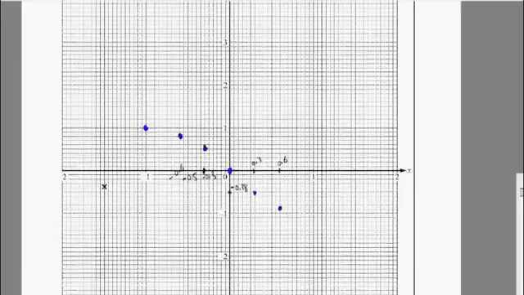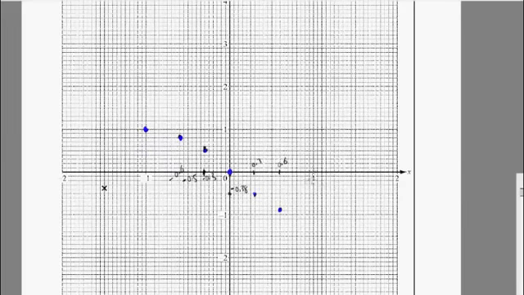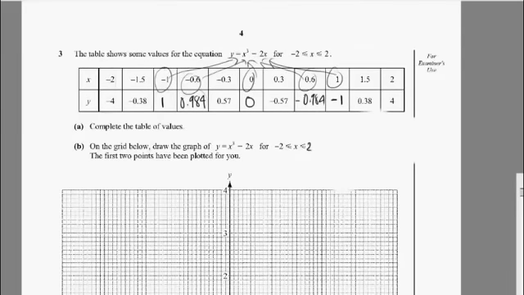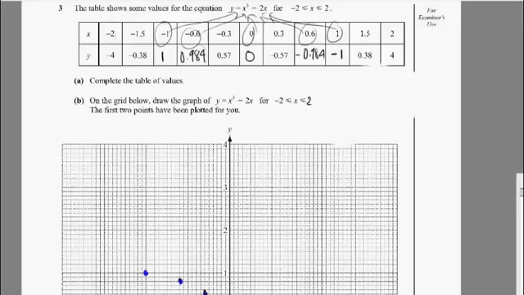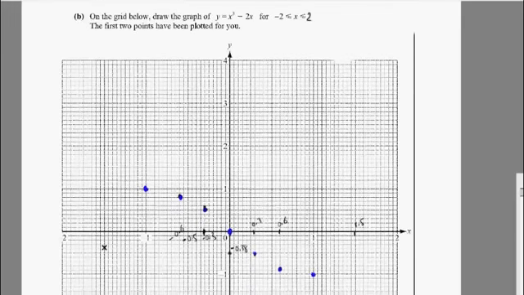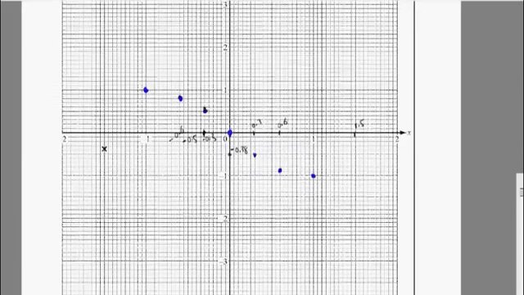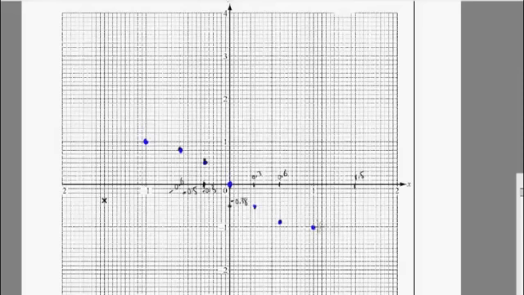The next point is 1 and negative 1. So this one's quite straightforward. The point after that is 1.5 and 0.38. So remember, every 2 boxes this way is increment 0.1 this way. So 0.1, 0.2, 0.3, 0.4, 0.5. So this is 1.5. And we're looking for the value of 0.38. And watch that 0.38 is positive.